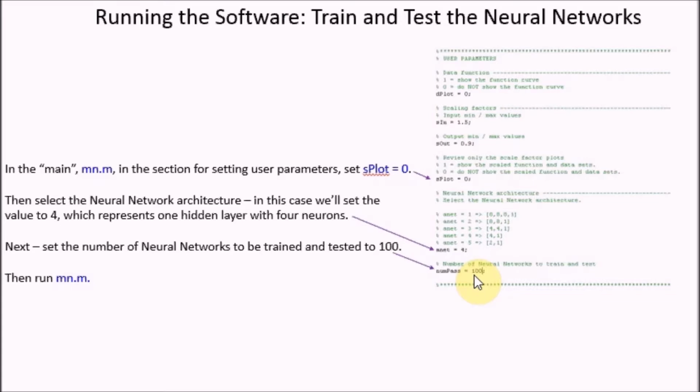And again, as I had mentioned in the previous tutorial, typically the way to do this is to train multiple neural networks and find the one that performs the best. They train very quickly in just a few seconds, so it really isn't a big time hit to do this. Once we have these parameters set, you go ahead and run the main.